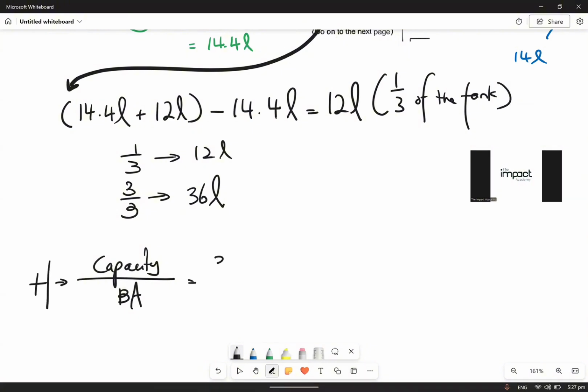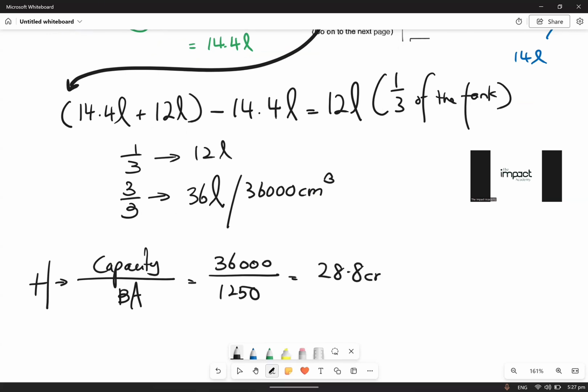All right, so over here is 36,000 over your base area. Can you help me with the base area? Why did I put 36,000, you know why, right? Correct. 1250 is in cm square, correct now? Okay, when you do this, you'll get an answer of 28.8 cm. So this is the height of the tank.